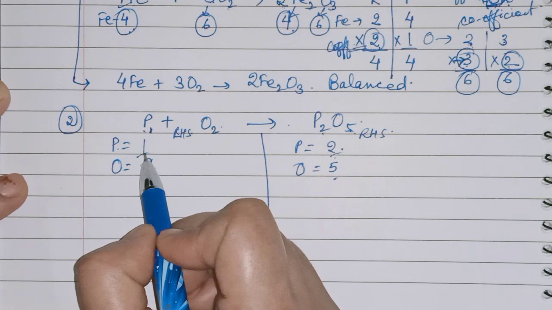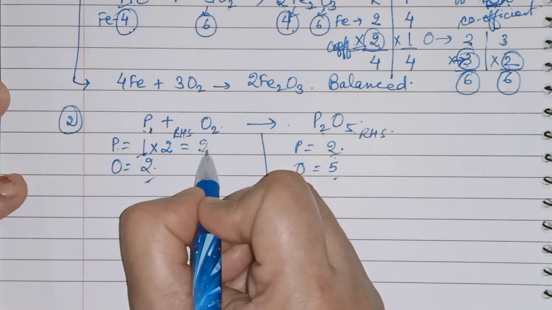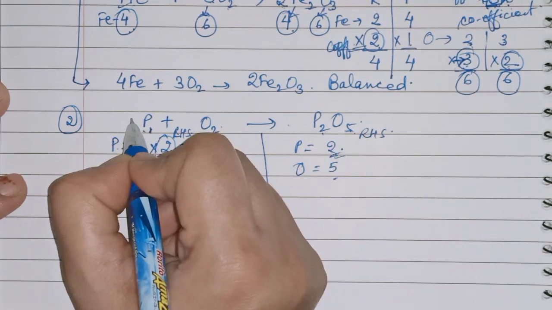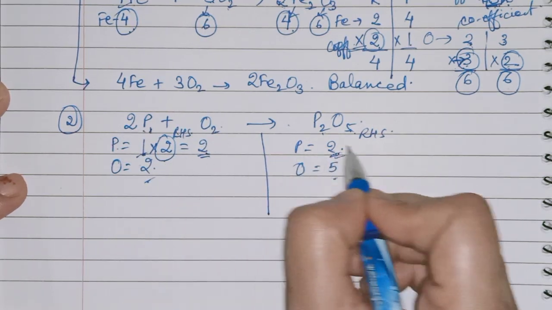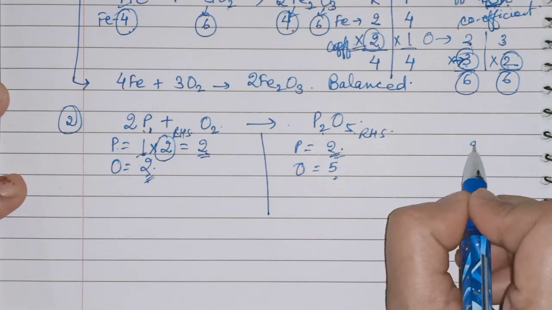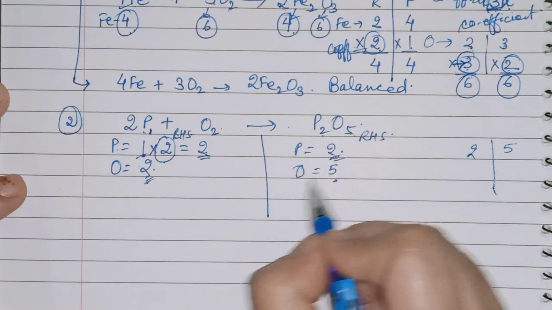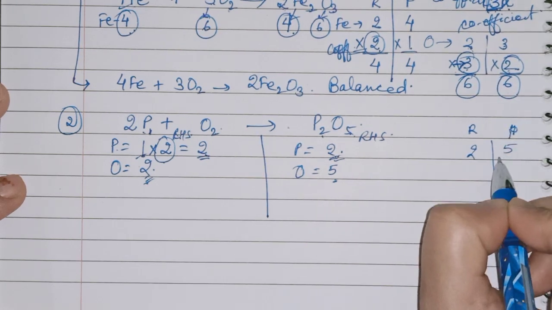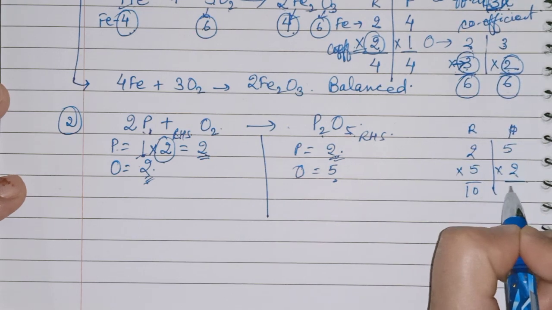You have to make 1 equal to 2. So you will multiply 1 by 2, so it will be 2. So 2 on this side, 2 on this side. So put this number as a coefficient. Now phosphorus is 2, phosphorus is 2. On both sides it is 2. Now for oxygen, here it is 2, here it is 5. So you have to take out the common number for both 2 and 5. So 2 into 5 is 10 and 5 into 2 is 10.